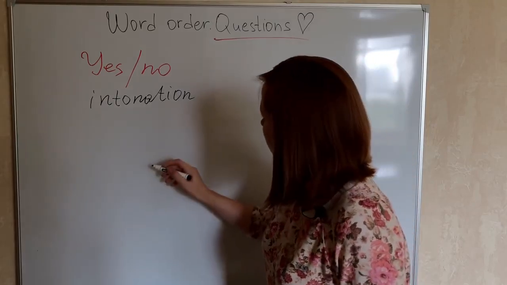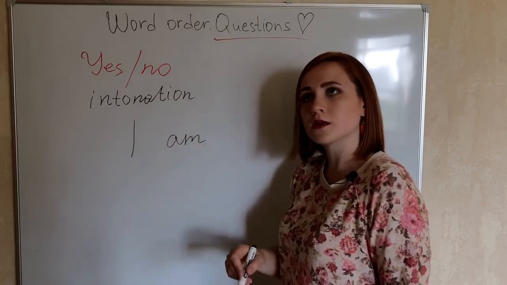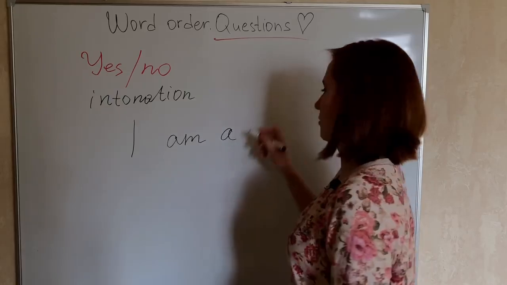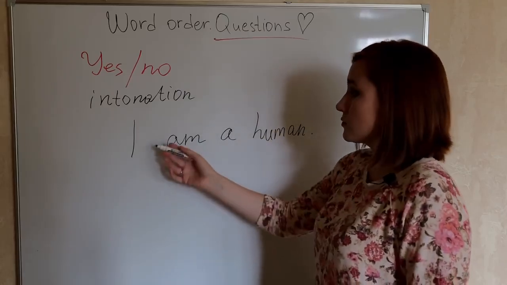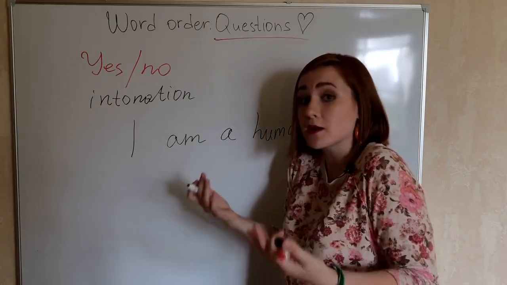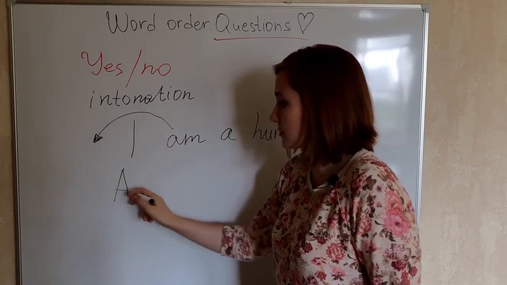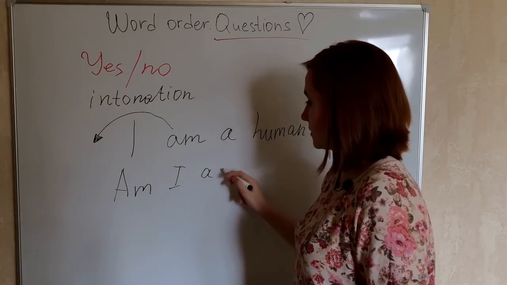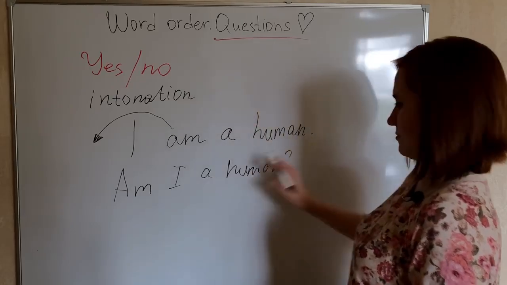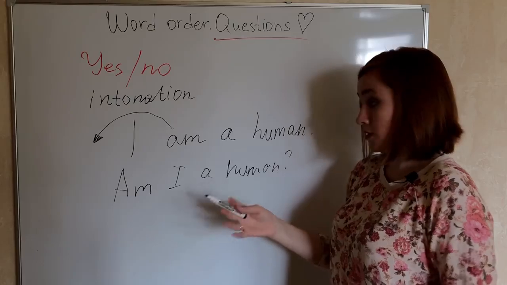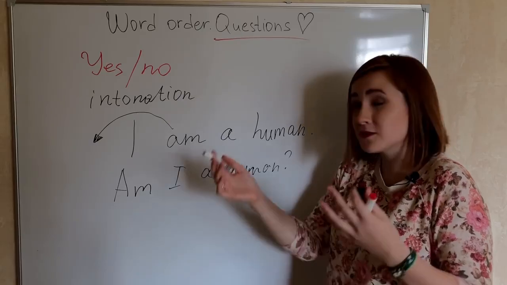Let's take another example. For example, I am, let's say, a human. All of a sudden, I am a human. I am a human, right? So to ask, am I a human? You put this verb at the first position, and this is how you turn it into the question. I hope you understand. I am a human. Am I a human? Right? In Russian, it's easier on the one hand.